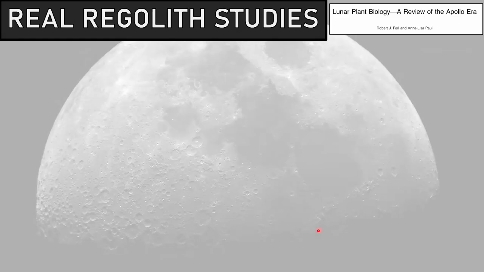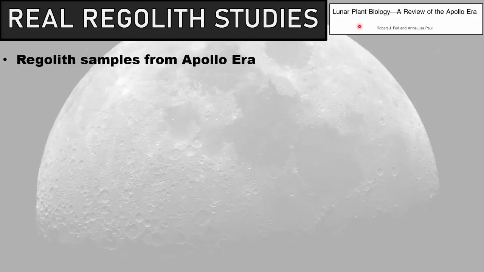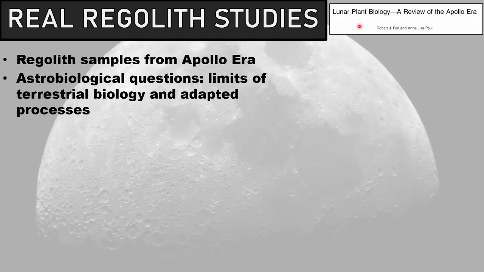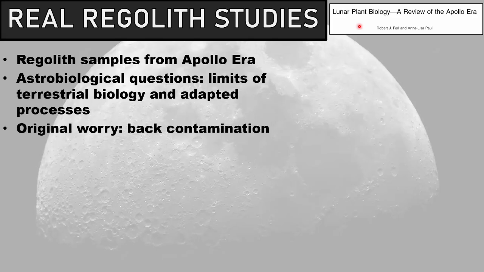All right, so let's turn to real regolith studies. This is probably some of the most fascinating studies. It's using actual regolith recovered from the moon in the Apollo missions. A good review here is Lunar Plant Biology, 2010. So we have regolith samples from the Apollo era. And when we first returned them, there were broader astrobiological questions, like what's the limit of terrestrial biology and adaptive processes. But slowly we started to think about how the regolith might be used to grow plants.